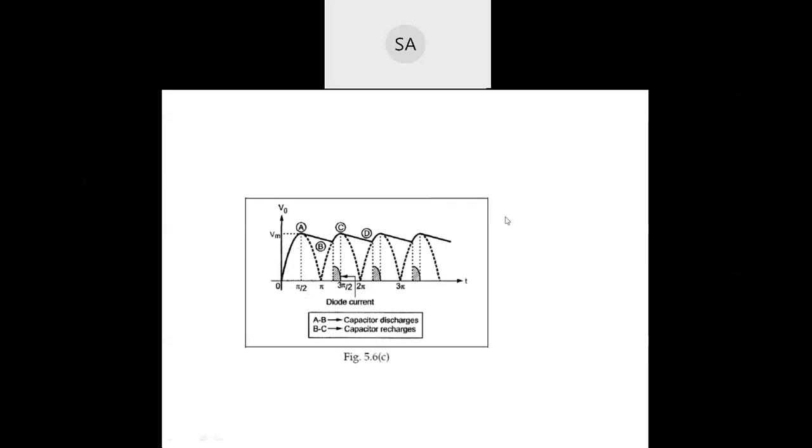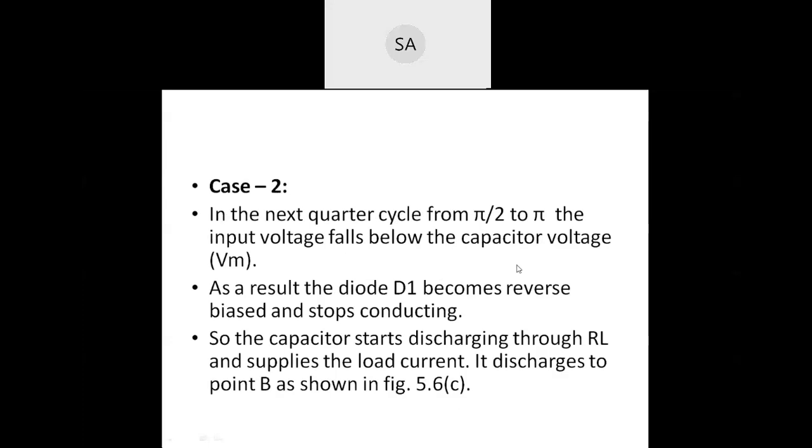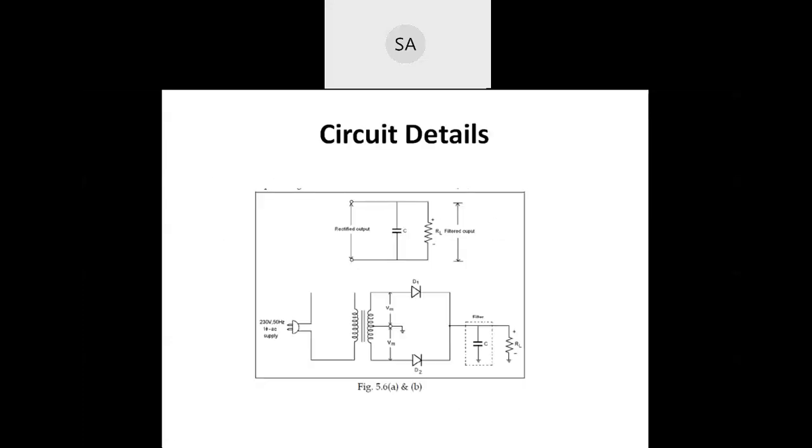So this is the working of capacitor filters, where the capacitor is connected in shunt with the load at the output of the rectifier. During the positive half cycle, during the first cycle of the input, only for the first quarter cycle D1 will be conducting and the capacitor will be charged to the input voltage Vm.